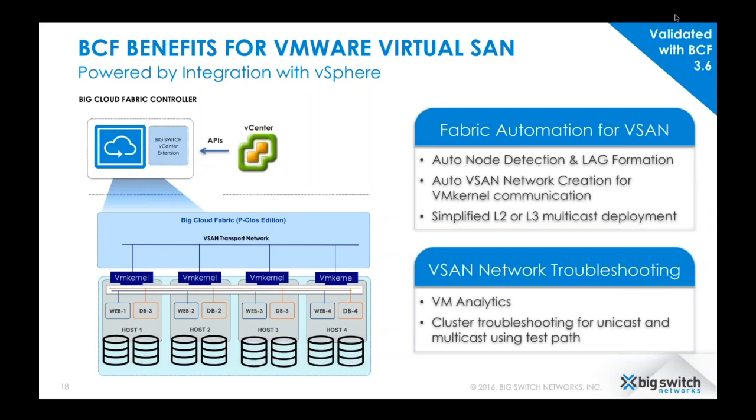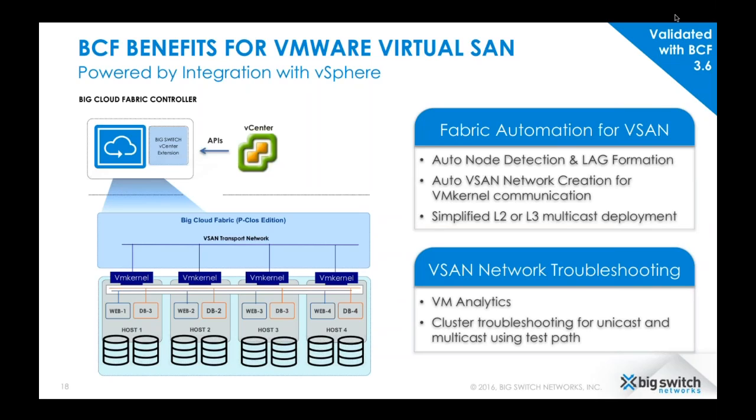Now, automation is great, but what about troubleshooting and monitoring? We provide various tools for troubleshooting, both for the network admins and, very importantly, for the VM admins. Now, for the network admins, what we have is VM Analytics. There's an analytics engine on the Big Cloud Fabric that provides you a historical view of all the events that are happening on the vSphere side. And so the network admin can really see and troubleshoot events over time.